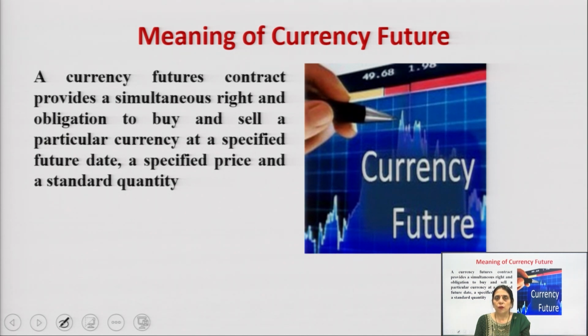It depends upon the situation whether you are going to buy or sell the currency. It is a standardized contract, traded on the exchange; the quantity is specified, the future date is defined, and the price is decided in advance. Both the buyers and the sellers are given a right to buy or sell the underlying currency. A currency future contract provides simultaneously a right and obligation to buy or sell a particular currency at a specified future date and a specified price, in a standard quantity.